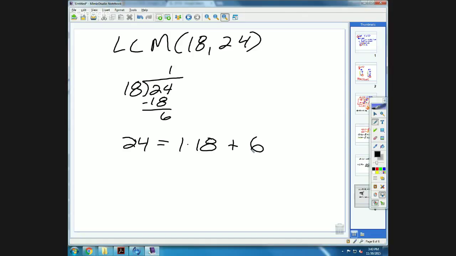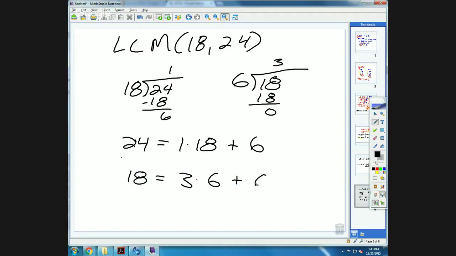Next thing I do is I take 6 into 18. So I'm going to do that up here. Let's take 6 into 18. How many times? Oh my gosh, 3 times. 3 times 6 is 18. Remainder is 0. So 18 is equal to 3 times 6 with a remainder of 0. It turns out if you repeat this process with your remainder and the previous divisor, once you get a 0 remainder, this number right here has to be your GCD.